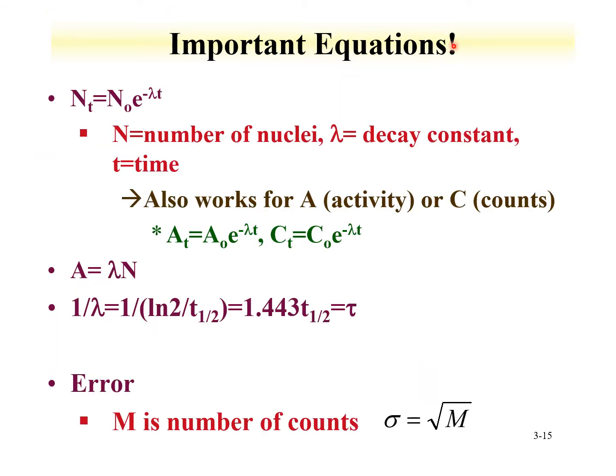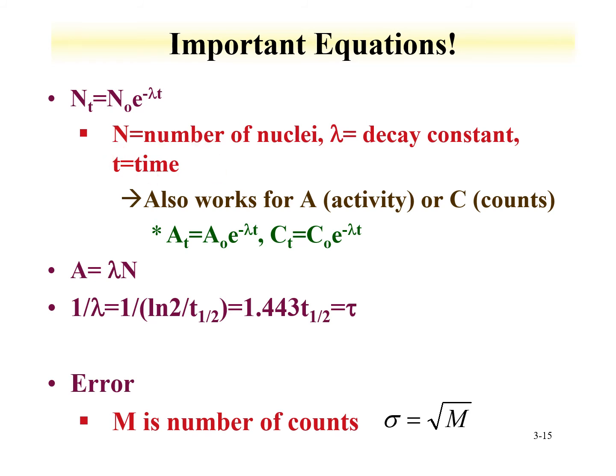This is a summary slide of everything we discussed previously. This slide has the equations one should focus on. We've got a few equations. This N at a given t is equal to N initial e to the minus lambda t, where N is some sort of number of radionuclides, lambda is the decay constant, and t is time.